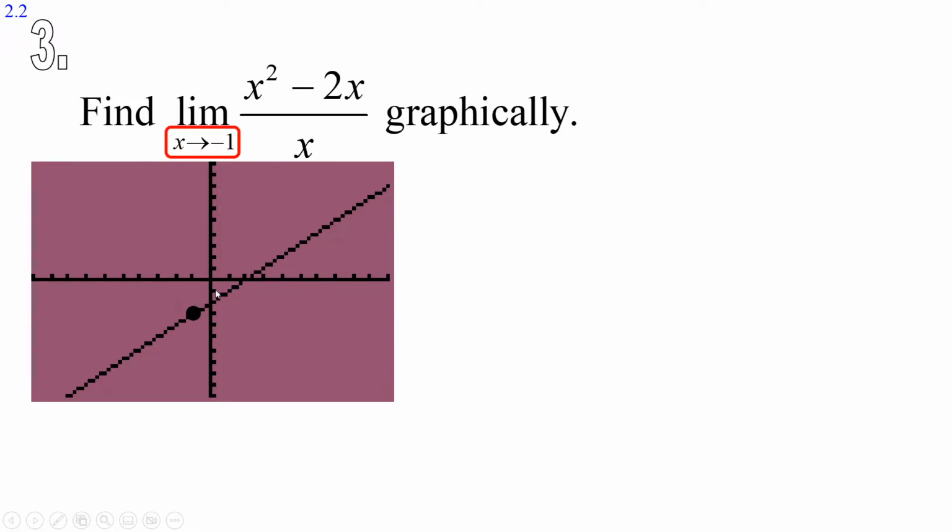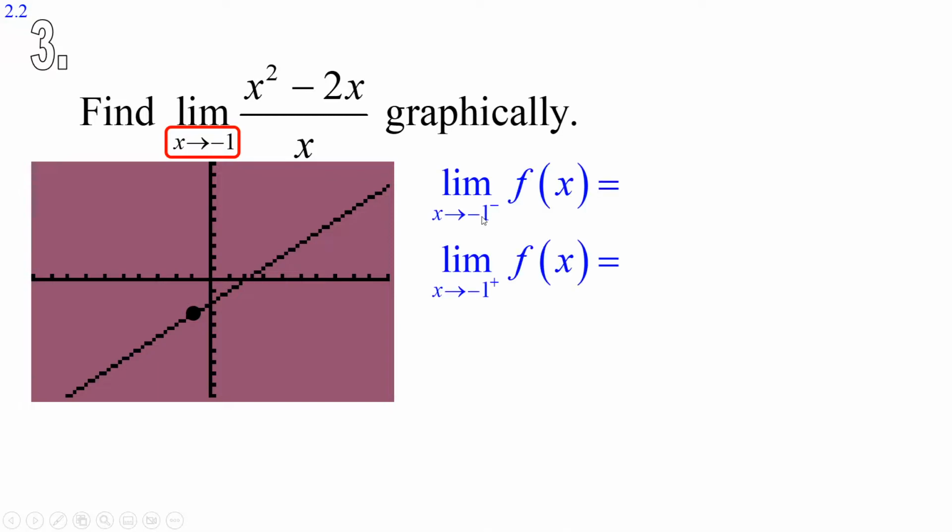And that appears to be an output of -3. And I think I'd get that if I did direct substitution too. But let's just do what they asked us to do. The limit of f of x as x approaches -1 from the left-hand side looks like I'm getting closer and closer to -3. And from the right-hand side, again, I'm getting closer and closer to -3.